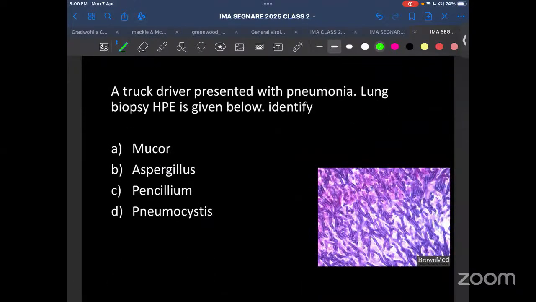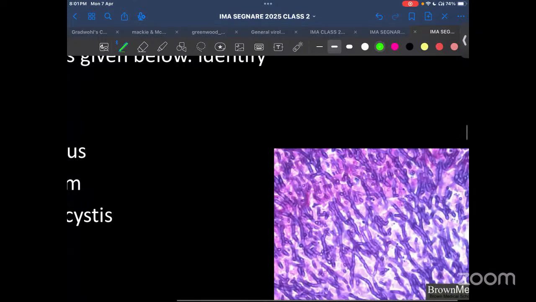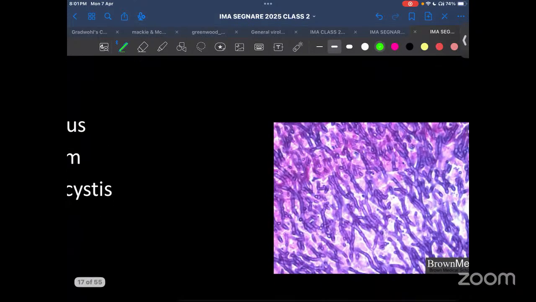A truck driver presented with pneumonia. Lung biopsy histopathology examination is given below. So identify the organism. What is there here? Can you answer this? See, we are seeing fungal hyphae from the lung biopsy.